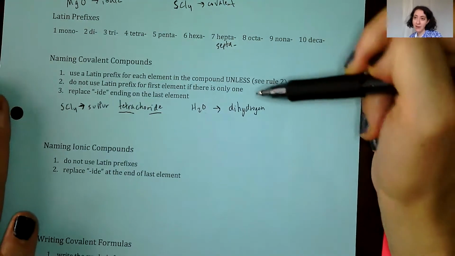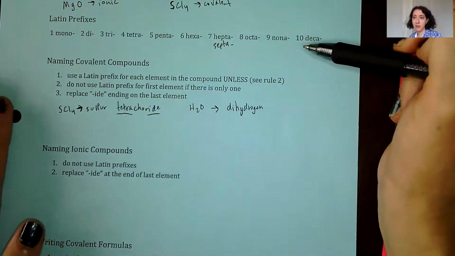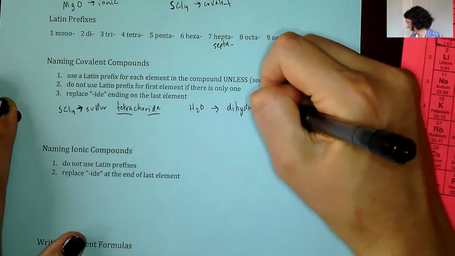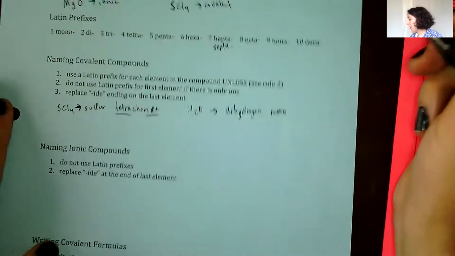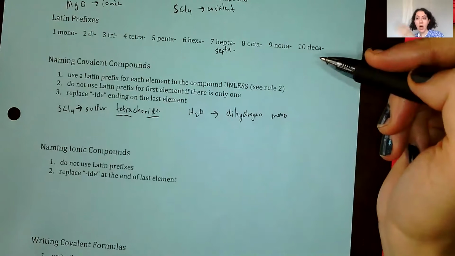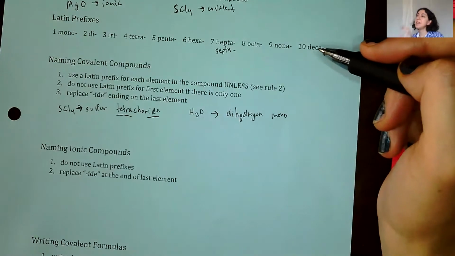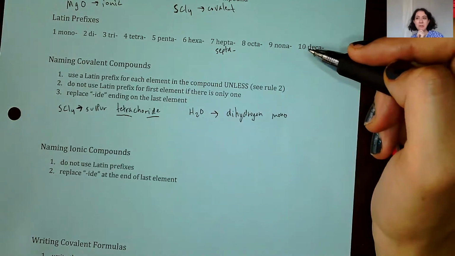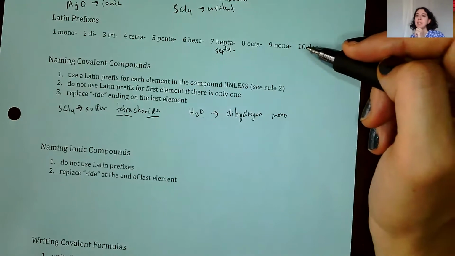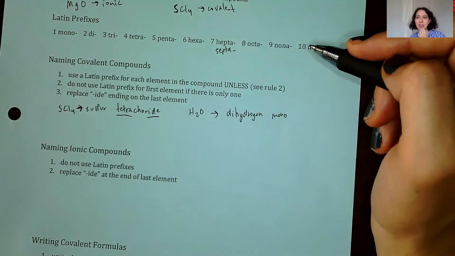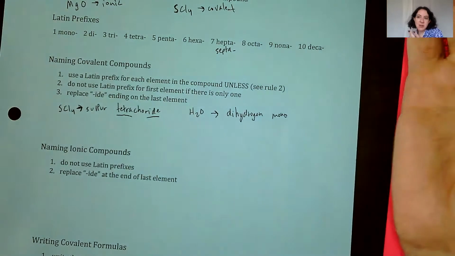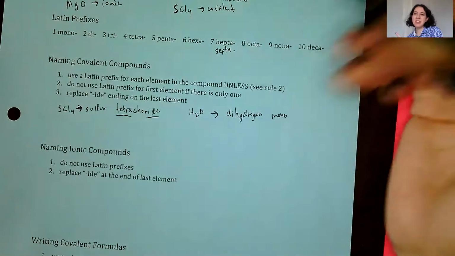We have to have a Latin prefix. So for 1, we use mono. Now it's going to be monooxygen, except we have to take the ending and replace it with "ide." So for oxygen, we're actually going to remove the "igen," so it's going to be oxide. The other thing is, if we say monooxide, there's 2 O's in a row.